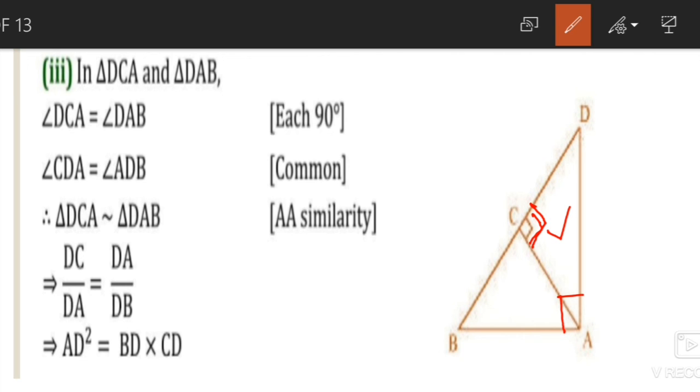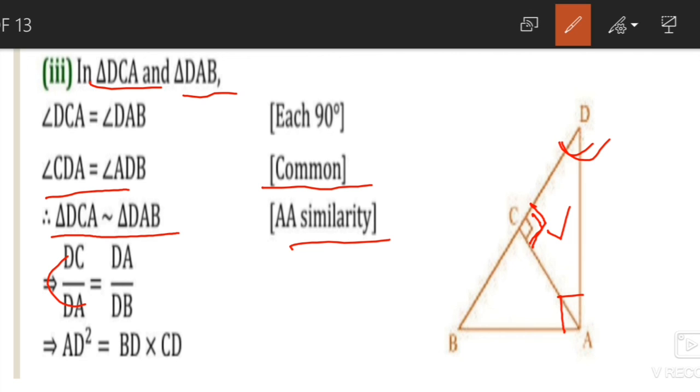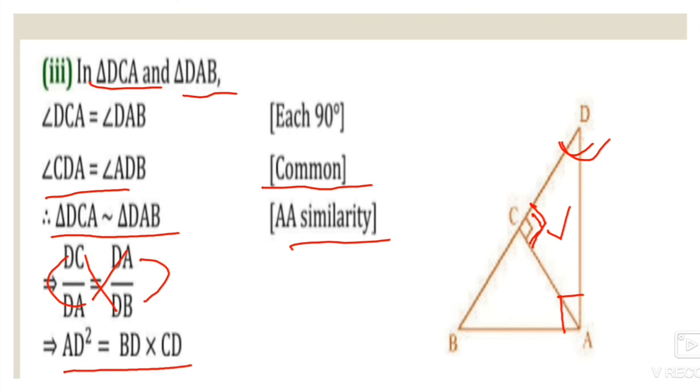Again, in DCA and DAB, D is common. So you can say that CDA is equal to ADB because angle D is common. So by AA similarity, you can say that DCA is similar to DAB. Now since they are similar, the corresponding sides will be proportional, so DC by DA is equal to DA by DB. If you do the cross multiplication, you will get AD square is equal to BD into CD. In this way, you have solved this question.